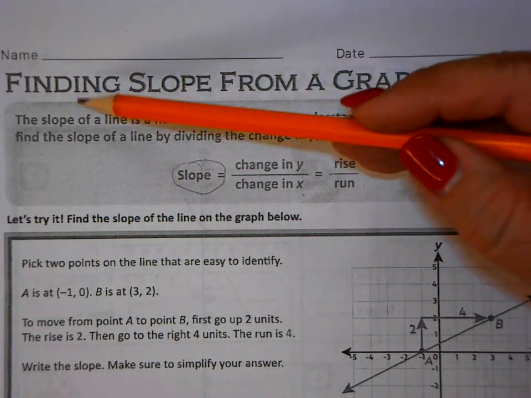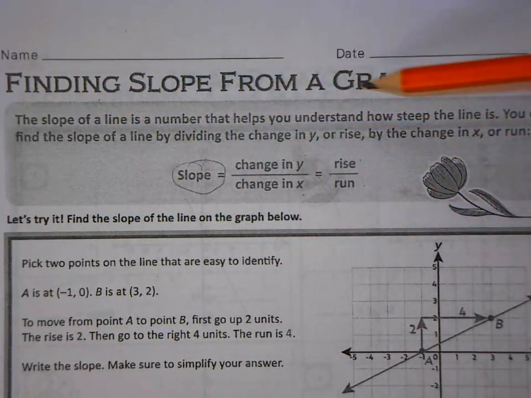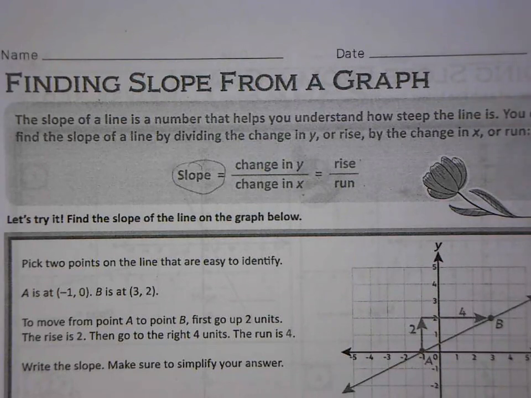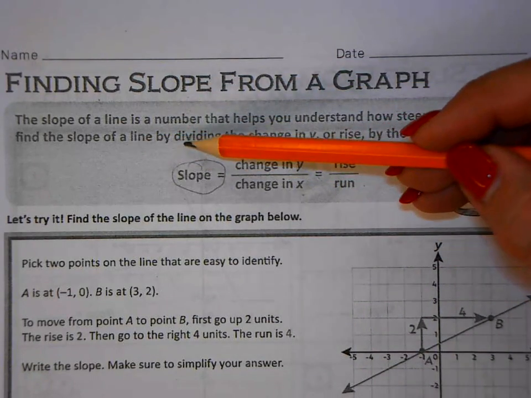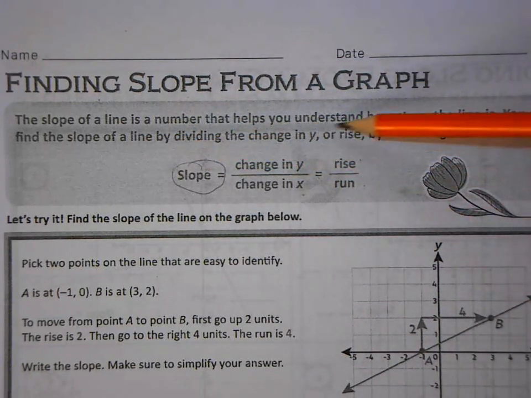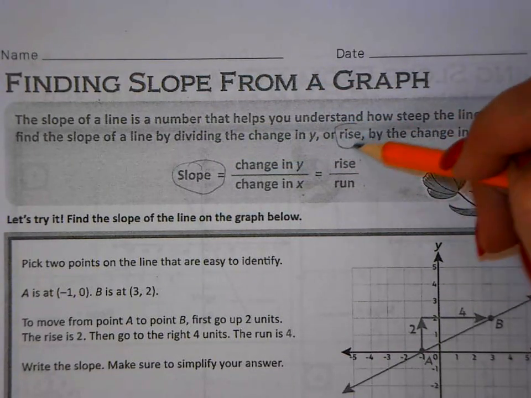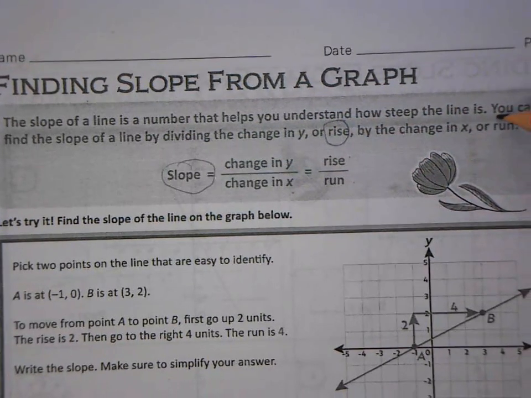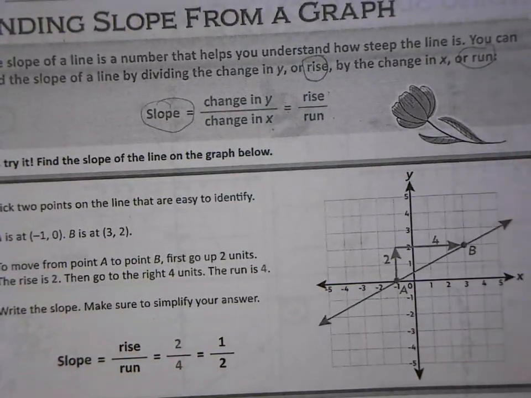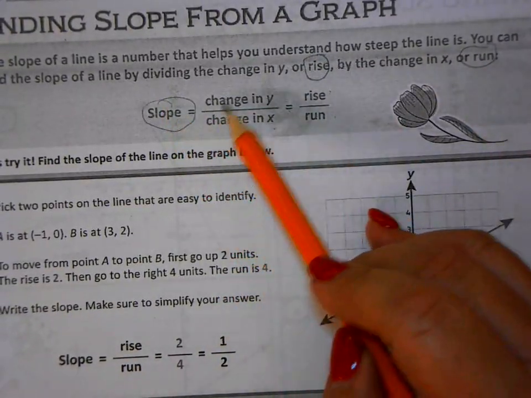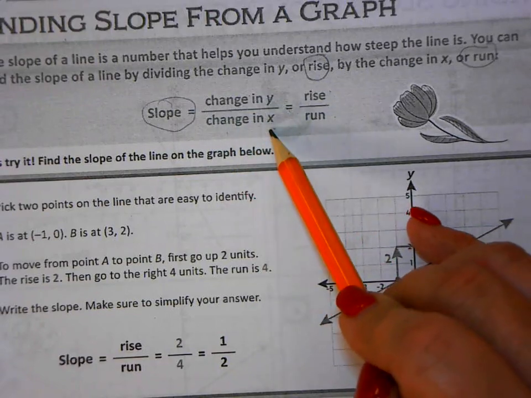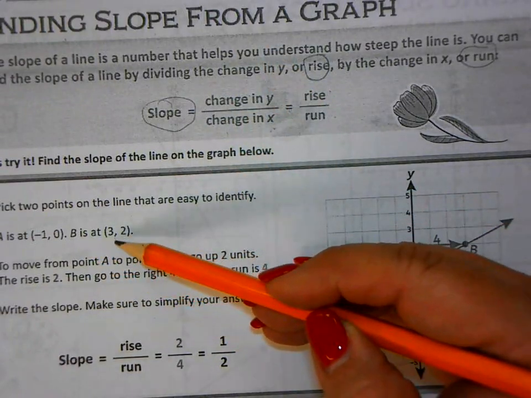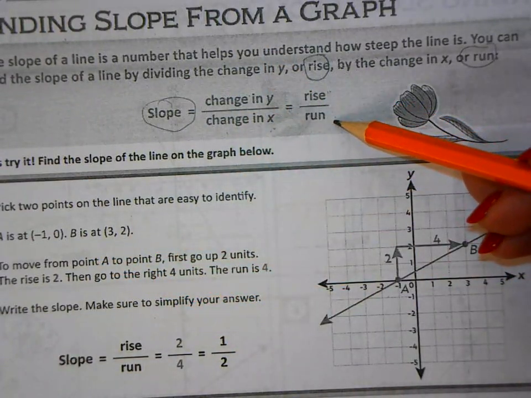So remember that the slope of a line is a number that helps you understand how steep the line is. You can find the slope of a line by dividing the change in y, or the rise, by the change in x, which is also the run. We're going to be doing a lot of this next week, but slope is change in y over change in x, and this is when you're given your points. So this is rise over run.